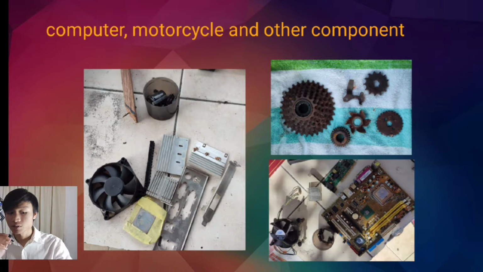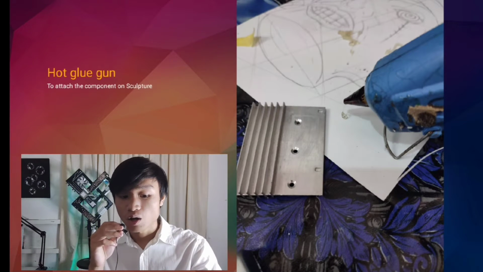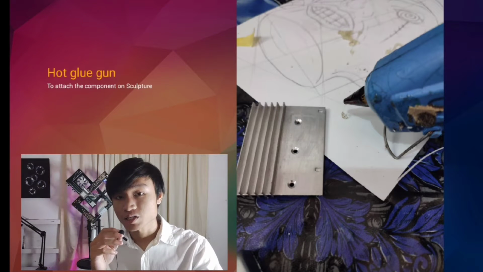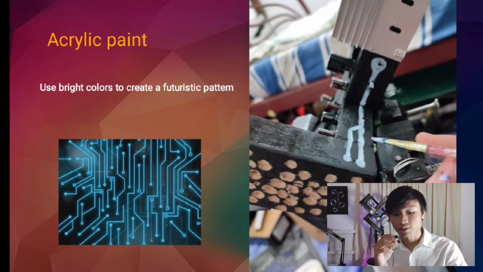These are computer, motorcycle, and other components that will be the texture on the sculpture. I used a hot glue gun to attach the components and acrylic paint to create the futuristic pattern on the sculpture. And then this is the final result of the sculpture.